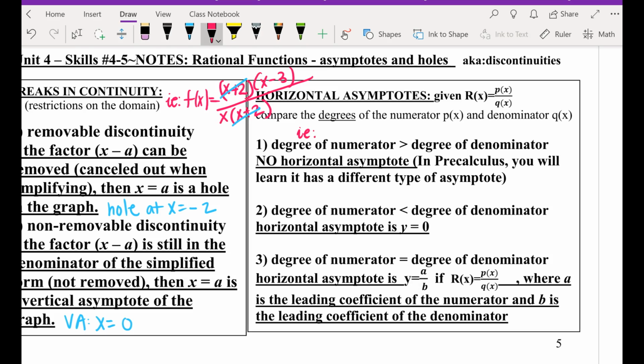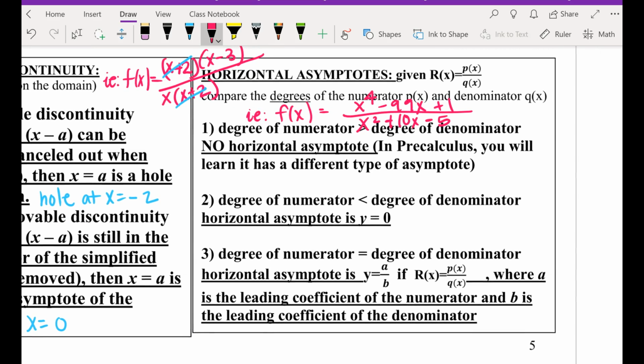For case number 1, f of x equals (x to the 4th minus 99x plus 1) all over (x squared plus 10x minus 5). Let's talk about the degree on the numerator. What's the degree on the numerator? 4. What's the degree on the denominator? 2. Is this a true statement? The degree on the top is bigger than the degree on the bottom? Yeah. So would I have any HA?